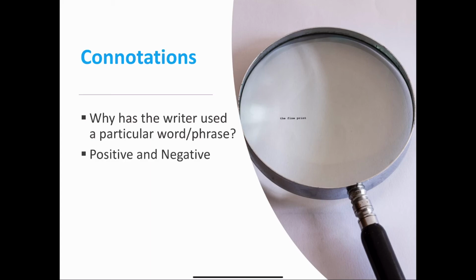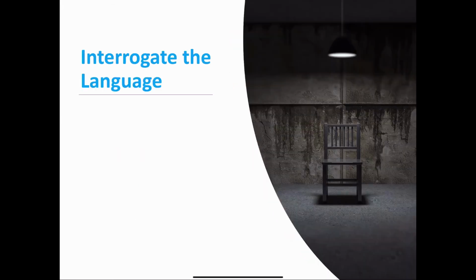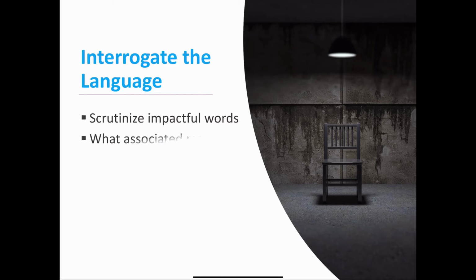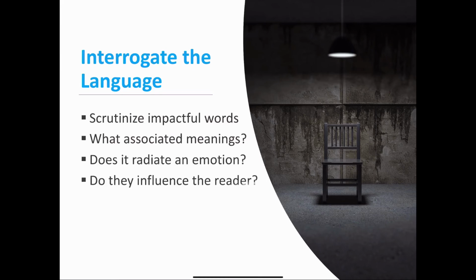A word's basic connotations are positive or negative. That's always a good place to start, but then be more specific about the effect. So does the writer want you to feel outraged or upset or amused? We need to learn how to interrogate language like that. So if the writer uses quite a powerful and impactful word, scrutinise it by cutting out the sentence and holding it up to the light on its own. What other meanings can you see there? Does it radiate a particular emotion? Do you think that the writer has consciously used those connotations to influence the reader somehow?